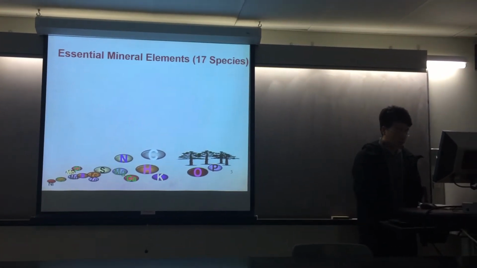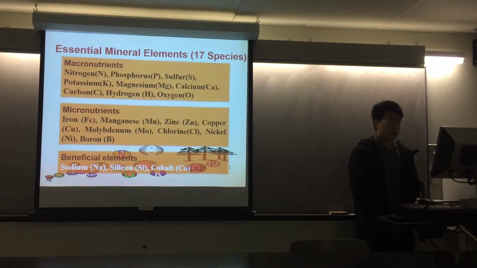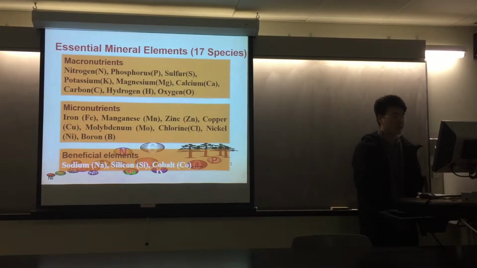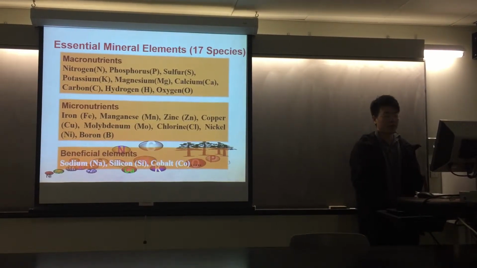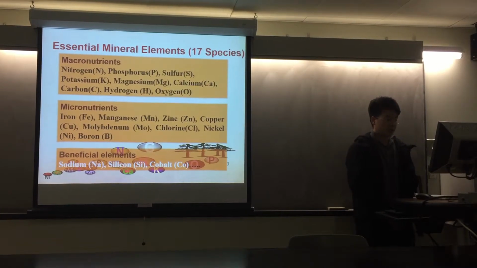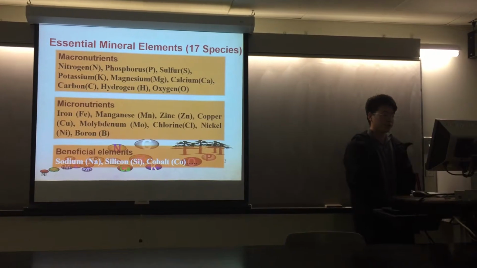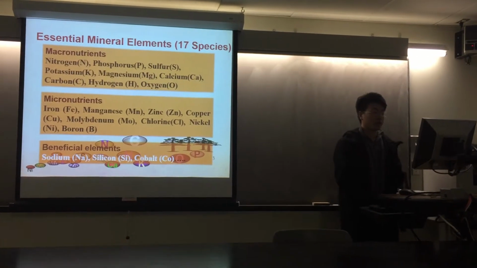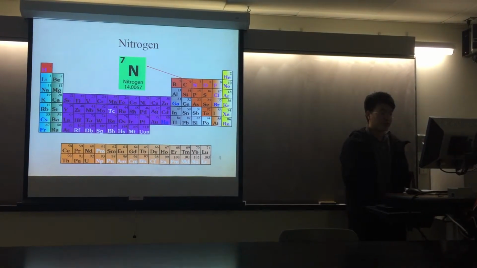The essential mineral elements are divided into three types. The first type is macronutrients: nitrogen, phosphorus, and sulfur. The second is micronutrients: iron, zinc, and so on. And the other is beneficial elements: sodium, silicon, and cobalt. Those are the three types, and we focus on nitrogen now.